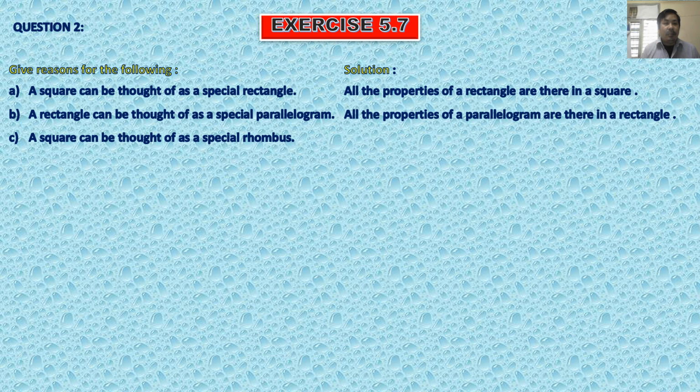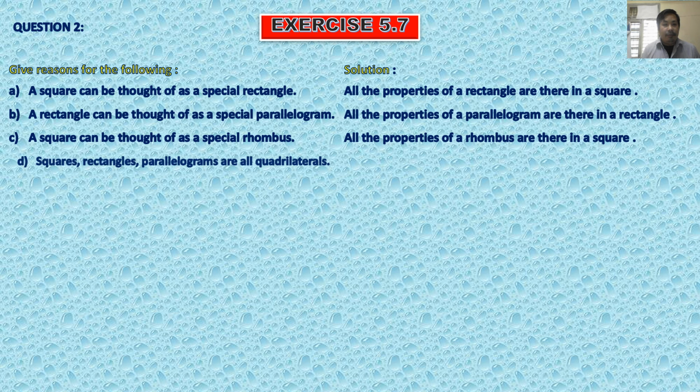Now, the next statement is: a square can be thought of as a special rhombus. Why can we say that a square is also a special rhombus? Let us see the explanation. All the properties of the rhombus are there in the square. The properties of the rhombus are that the sides are all equal like the square, and the diagonals are perpendicular to one another. That's why it is said that a square is also a special rhombus.